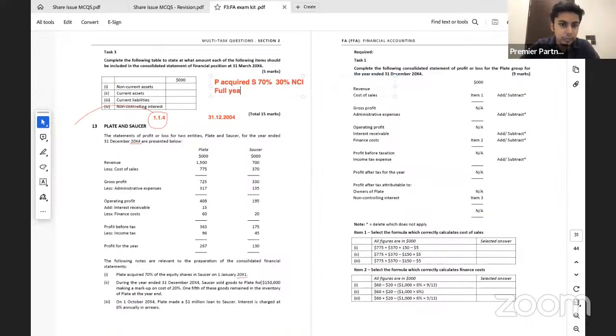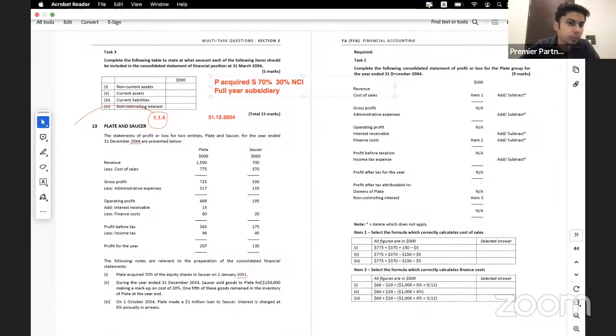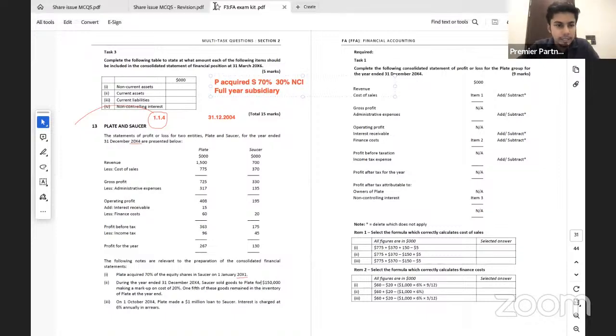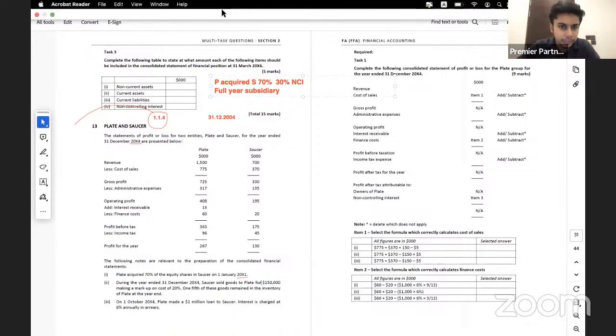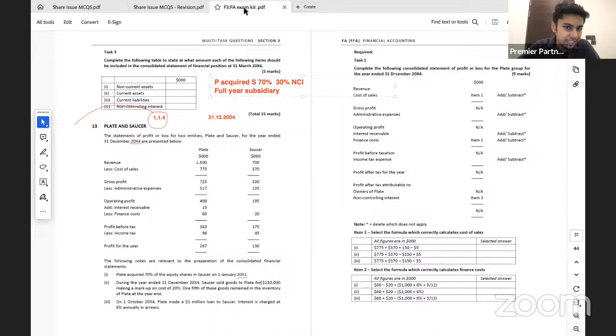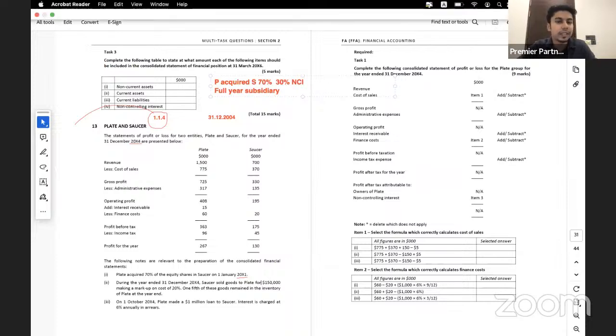This is a full year subsidiary. So guys, remember all these questions I'm practicing, I have shared in the Telegram group in the first week. Just check and see, guys, there might be a document in the name of this F3 FA exam kit. That is where I'm practicing all my questions from. First week, second week, third week, everything, guys, was practiced from that itself. So just check on that a little bit and see.